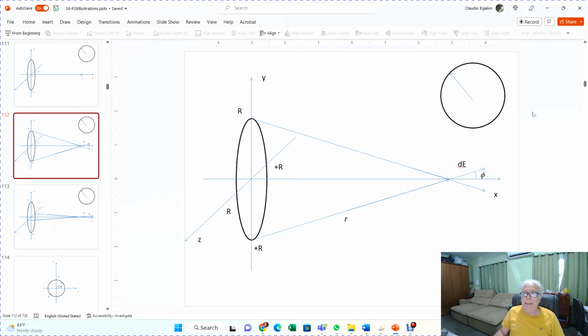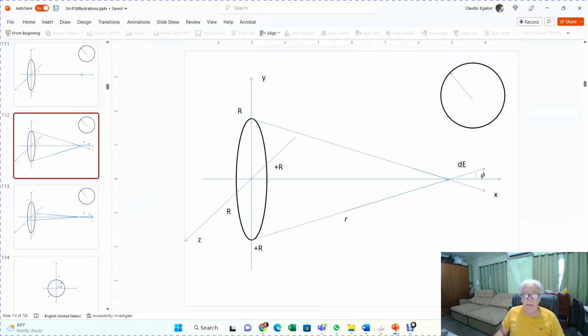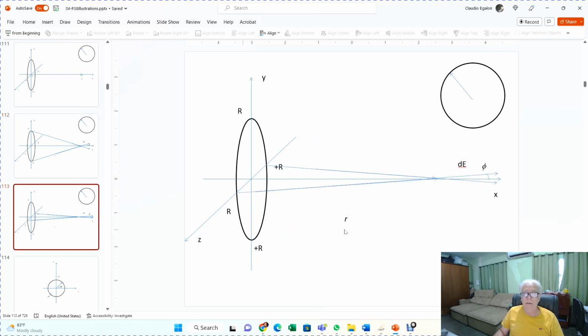So here you go. Mathematically speaking, we can conclude that we are going to have an electric field along the x-axis only at that specific point. Going back here, the y field cancels. And in this case, the field along the z direction will cancel too, because this field here is in magnitude equal to the other one. This angle phi is going to be the same angle for anywhere along the ring as we integrate.